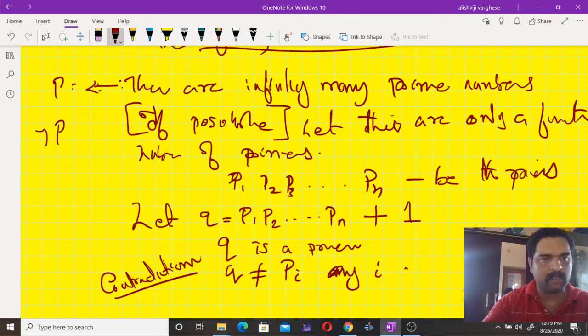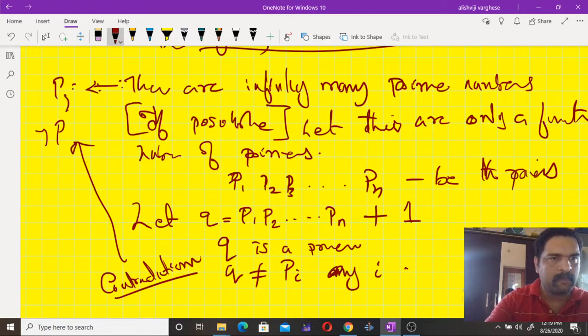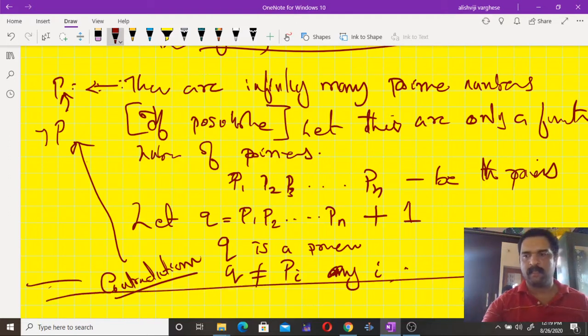So that's a contradiction, and that contradiction is due to our assumption negation p, if possible there be a finite number of prime numbers. That assumption is wrong. So therefore we can conclude that p is true, that is, there are infinitely many prime numbers. So this is how we use the method of proof by contradiction in our practical situations.